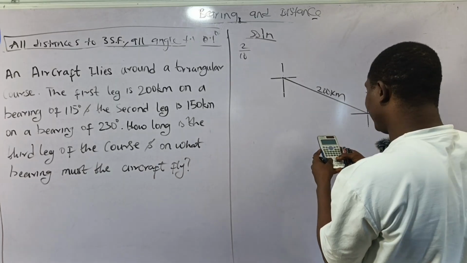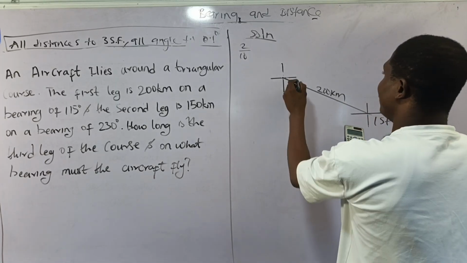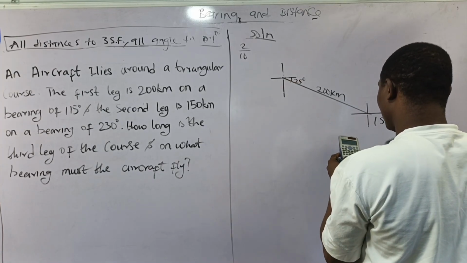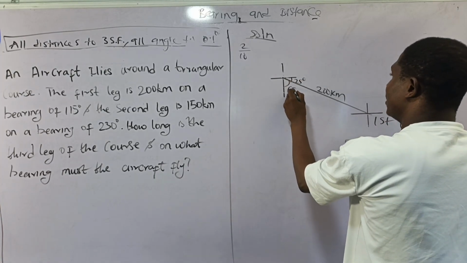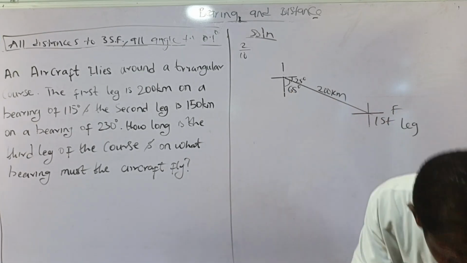If I say 115 minus 90, I'll have this smaller angle, which is what? 25 what degree. And if I say 90 minus my 25, I'll get here to be what? 65 what degree. Now I've got to my first leg. Now let me try to get my second leg.